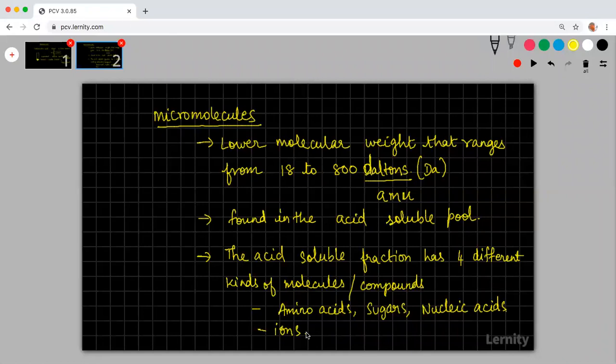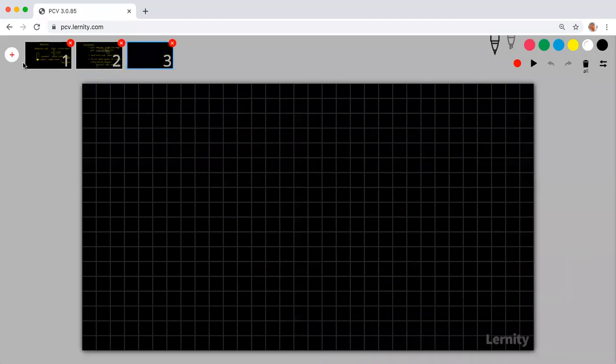So what is this thing? Micromolecules are molecules which have a low molecular weight, in the range of 18 to 800 Daltons. In case the molecular weight falls into this category, we call them micromolecules. What you need to understand is that micromolecules are molecules that join together to form macromolecules.